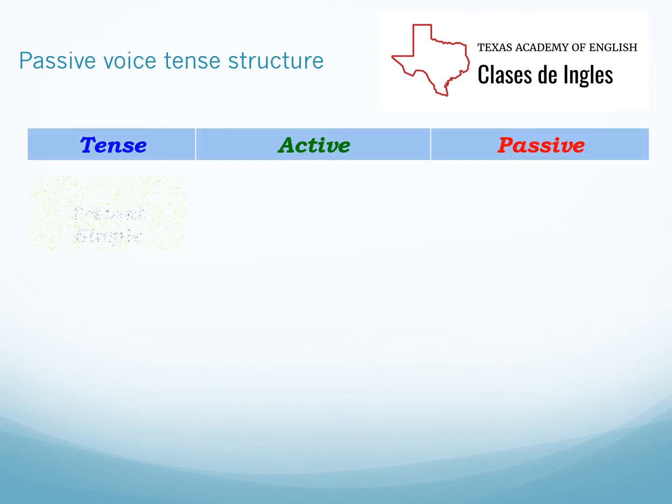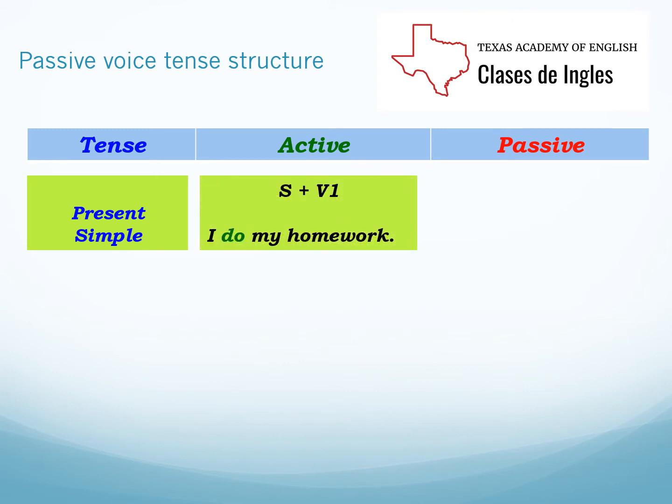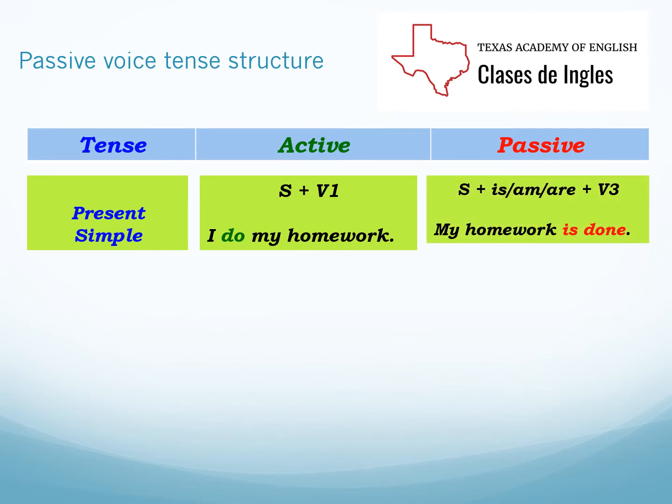So in the present simple, we have the subject and the base form of the verb. Sample sentence would be, I do my homework. Now in the passive voice, we have the subject plus the verb to be, like is, am, are, and the past participle. So an example would be, my homework is done.